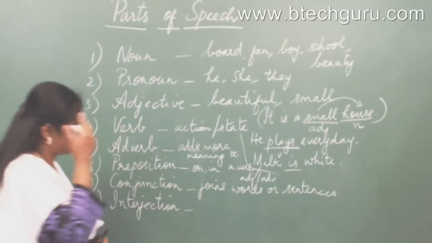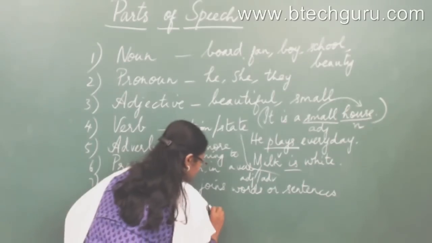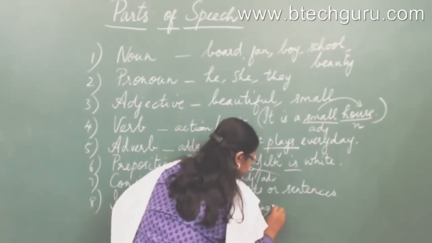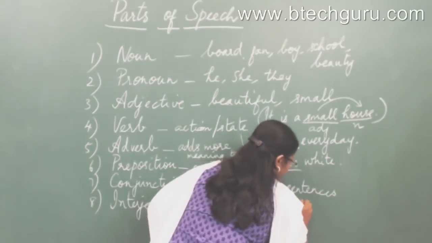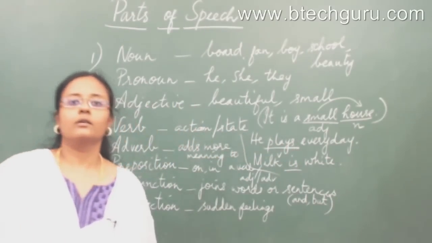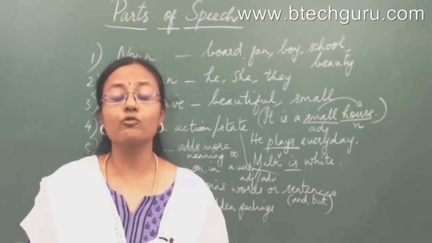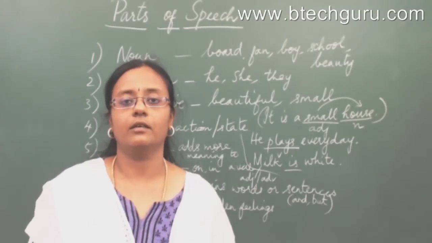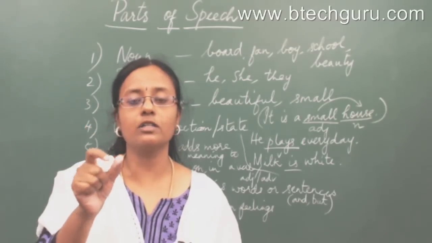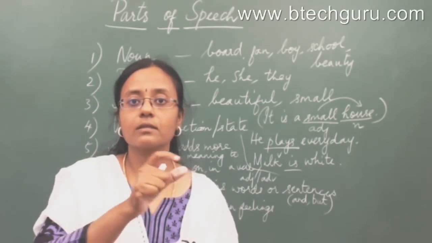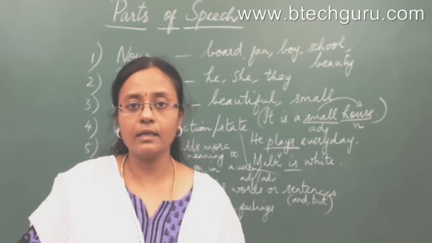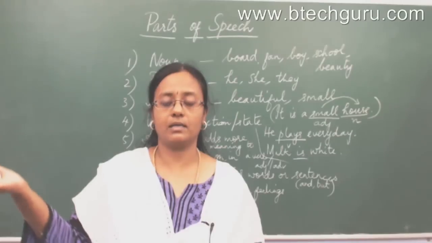Then comes interjection. It expresses sudden feelings. Let me give examples for conjunctions. And, but. When it joins words, we say fruits and vegetables are good for health. Fruits and vegetables. So, the conjunction and joins what? 2 words? Fruits, vegetables. Now, in a sentence, she studied hard and got high marks.